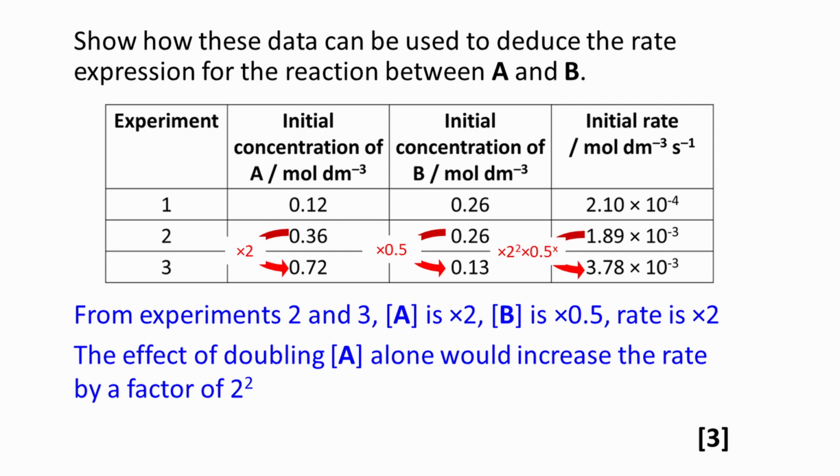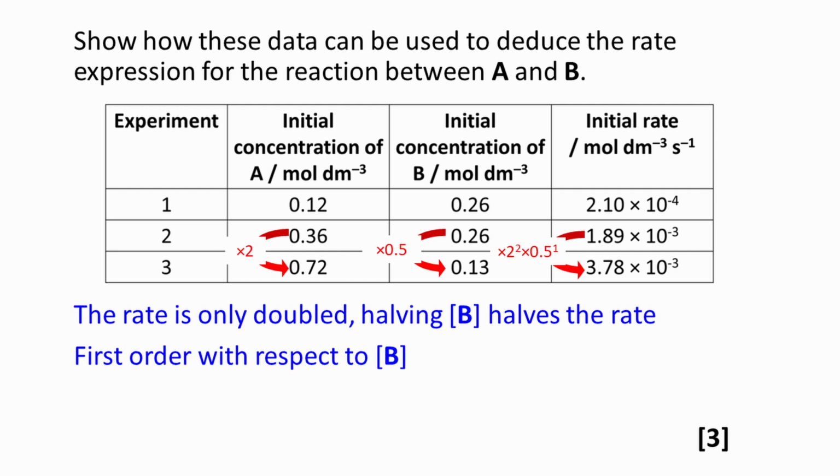From experiments 2 and 3, the concentration of A is multiplied by 2 and the concentration of B is halved, multiplied by 0.5. The rate is multiplied by a factor of 2. The effect of doubling A alone would increase the rate by a factor of 2 squared. The rate is only doubled. Halving the concentration of B halves the rate. Therefore, this reaction is first order with respect to the concentration of B.